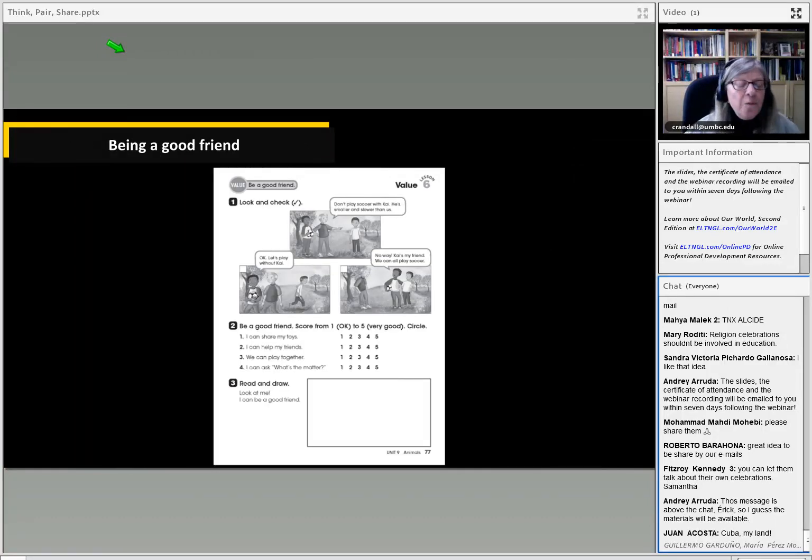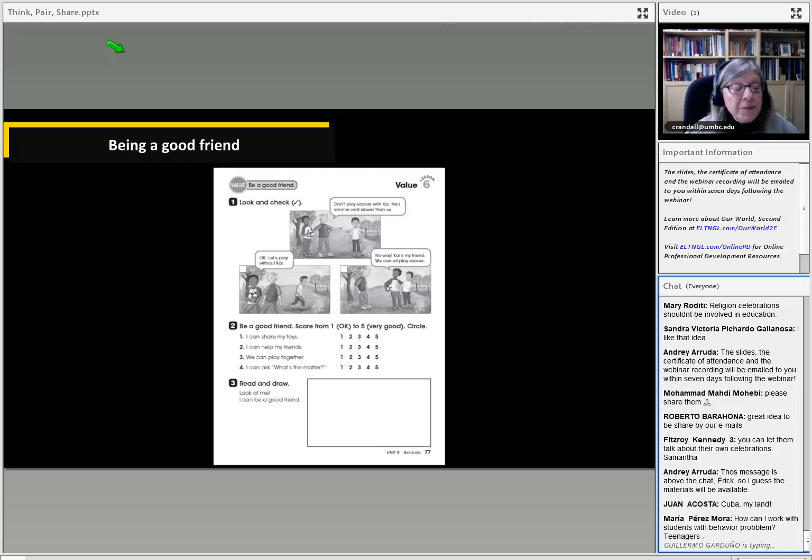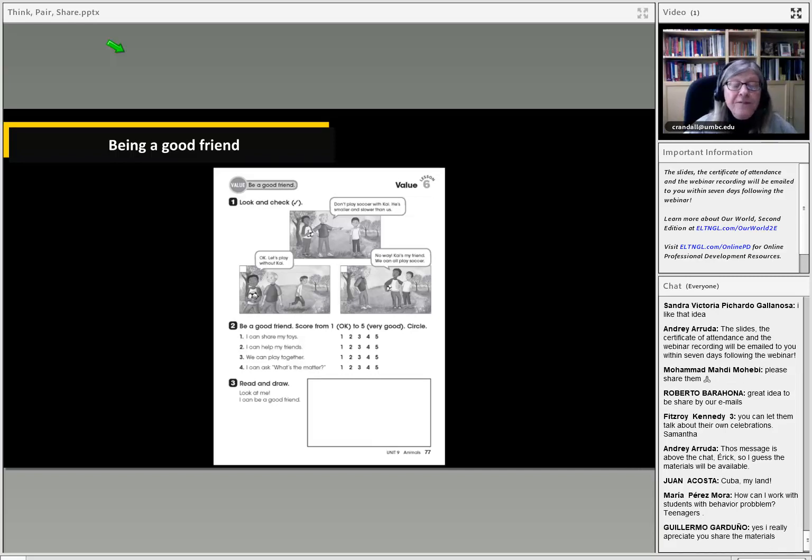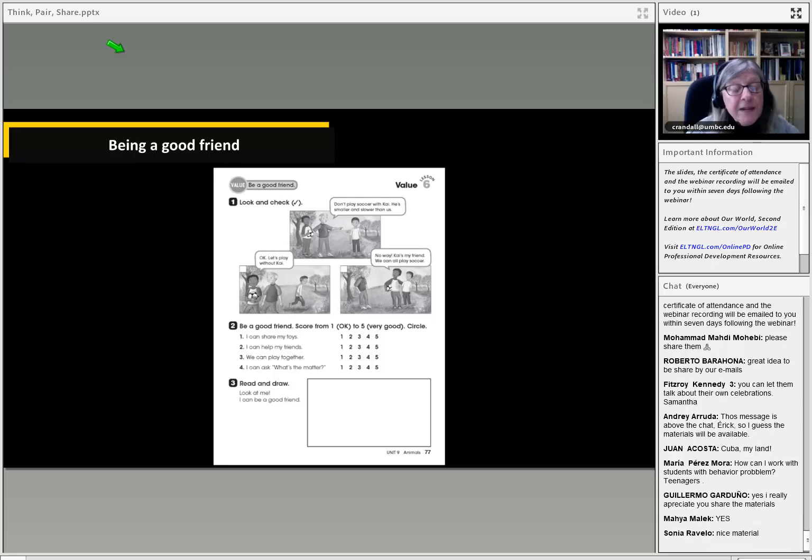Now this is another from a workbook from Look. It's called Be a Good Friend. And there are 2 activities here. One of the reasons I chose this is you have a graphic story, a kind of cartoon-based story. And I don't know if you can read this on the right now, but you will be able to read it when you get the slides. Basically, we have a new boy in town. His name is Kai.